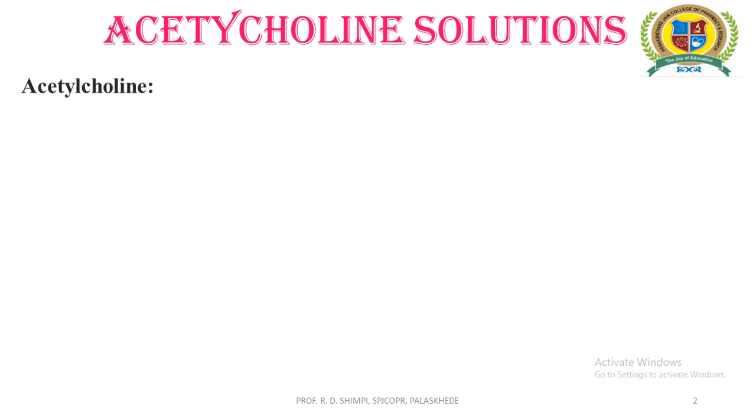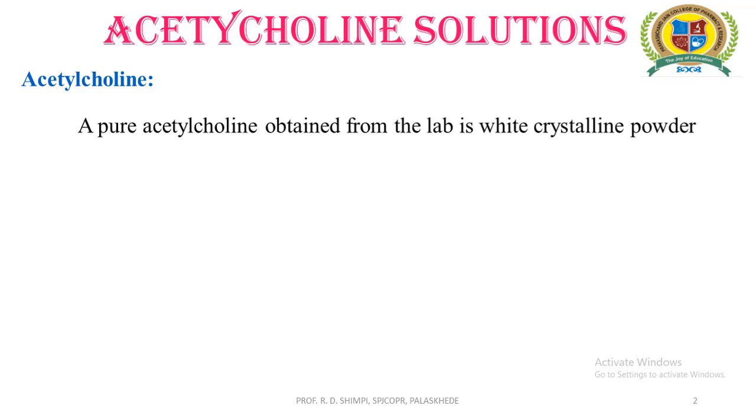So first of all, friends, let us come to know how acetylcholine looks. Pure acetylcholine, whatever is made available in the laboratory from different dealers, is generally present as a white crystalline powder, so it is solid in nature. We know very well that acetylcholine is a neurotransmitter secreted by the cholinergic nerve. But it can be prepared within the laboratory, and it is made available as a white crystalline powder.